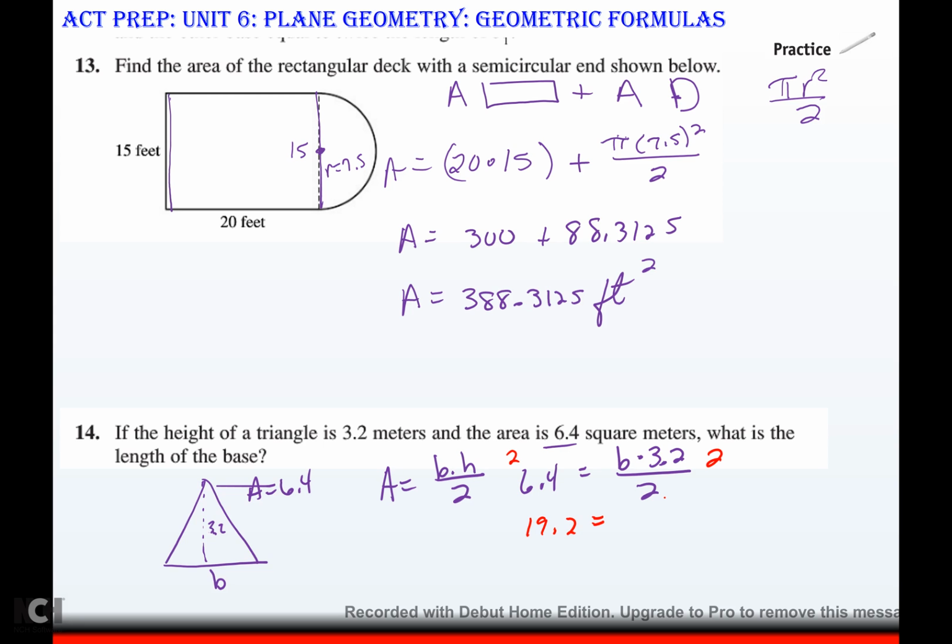Sorry, I'm on the wrong problem here. My bad. That's going to give me 12.8 equals 3.2 times b, because those twos cancel. Alright, so then I'm going to divide by 3.2. And I get my base is equal to 4, and we're in meters. Okay?